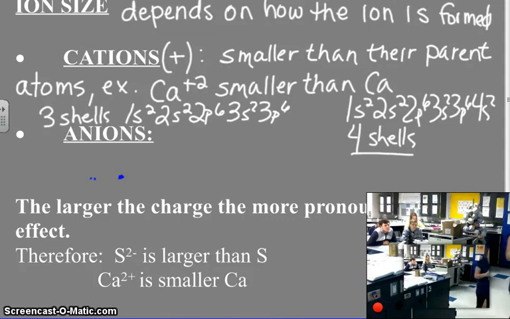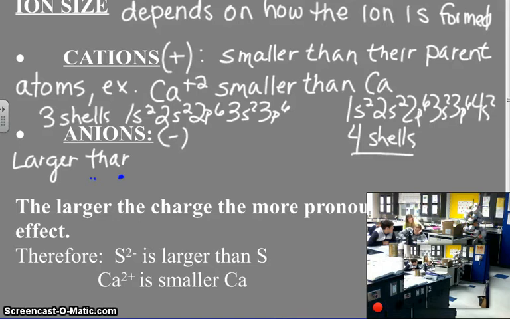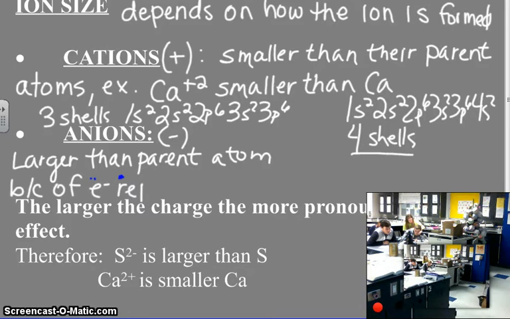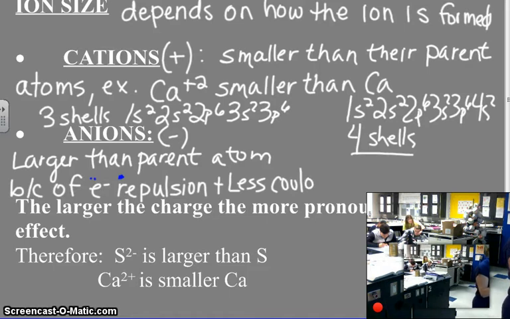For an anion, which is a negative ion, they are larger than their parent atom. Because of electron repulsions and less Coulombic attraction of the gained electron. I'm using that phrase.